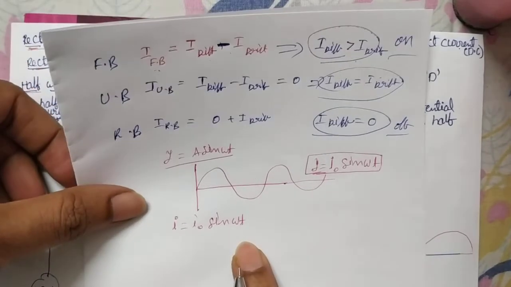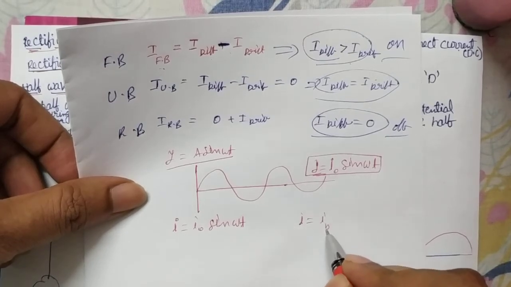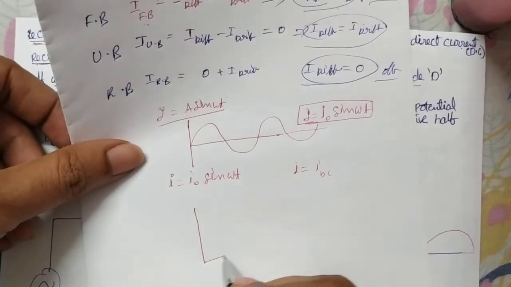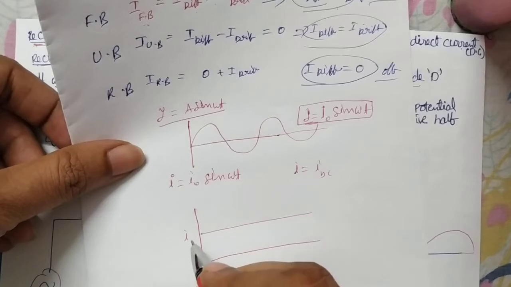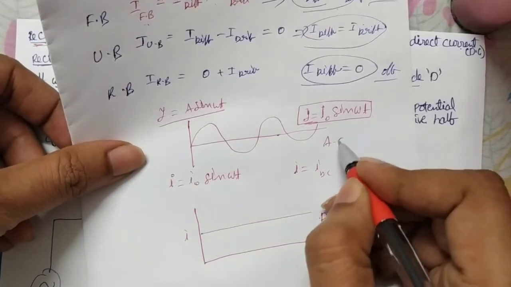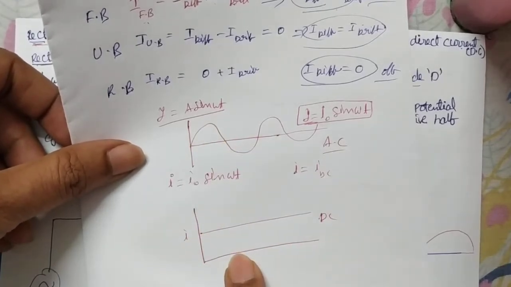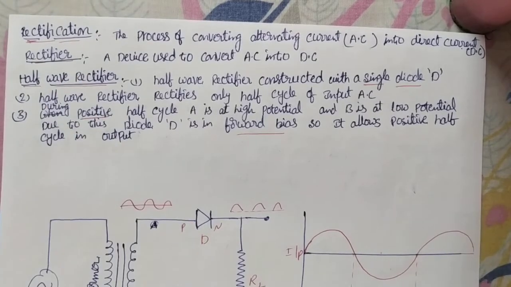This is alternating current. Direct current means, suppose I is equal to some I DC, that is constant. If you draw a graph for direct current, we get it like this. The current does not increase and decrease, it has a constant value. This is direct current, DC, and this is AC. So alternating current is converted into direct current, and a rectifier is a device which converts AC into DC.